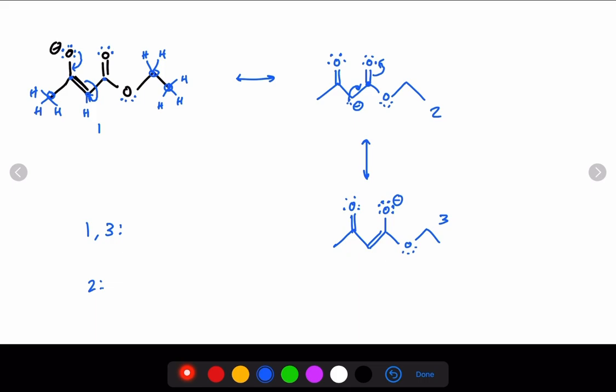You want the negative formal charge to be on the atom that is more electronegative. So structures 1 and 3 are going to be more significant contributors compared to structure 2, because the negative formal charge is on the more electronegative atom.